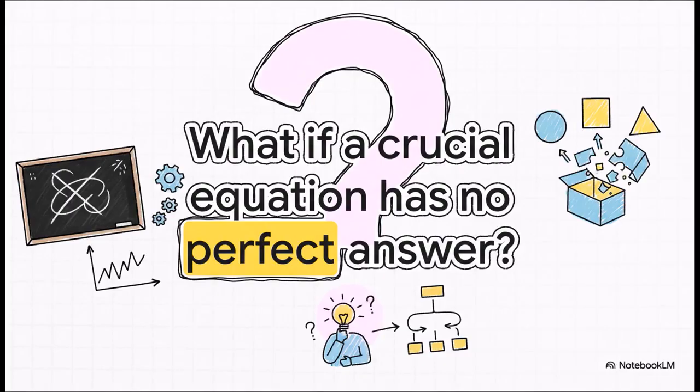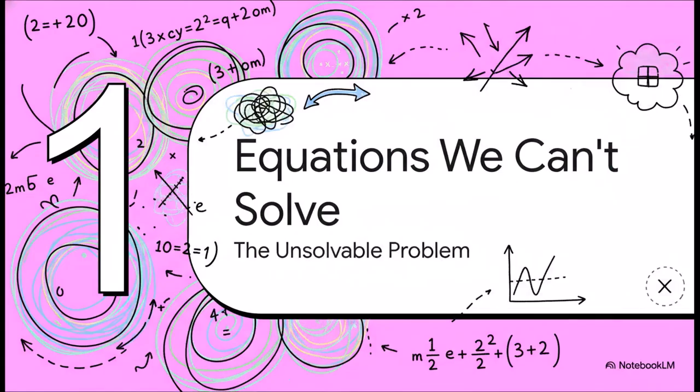So imagine this. You're trying to predict the future path of a satellite or, say, the spread of a forest fire. You've got an equation that perfectly describes all the forces at play, but there's a huge catch. There is no way to solve it with a clean, simple formula. It's kind of like having a treasure map where the final destination, the X marks the spot, is just smudged out. What do?